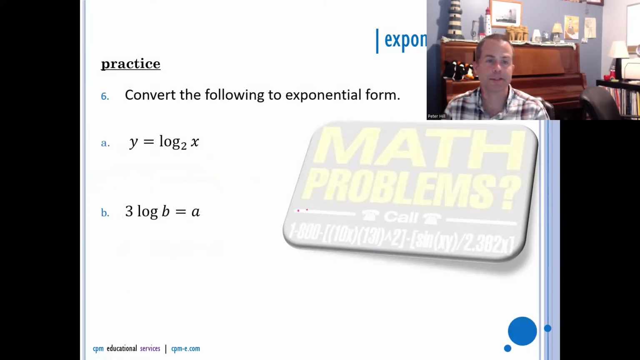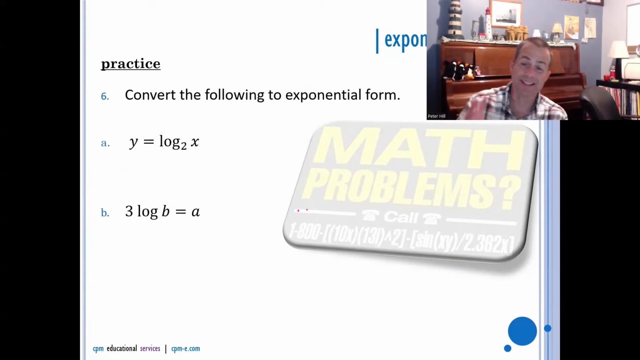Convert the following into exponential form. Again, just reviewing this whole idea: base becomes the base and the other parts switch jobs. So the base is 2. This was free, so now it will be locked. 2 to the y equals x.